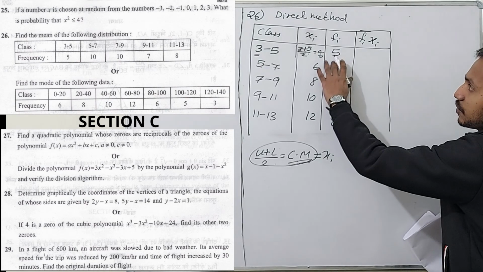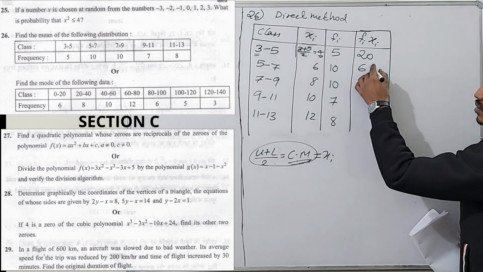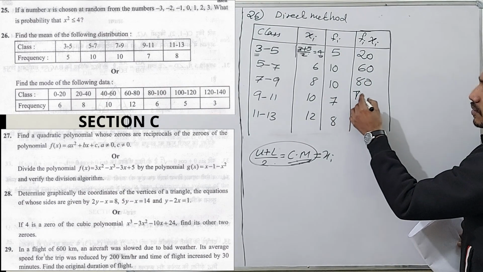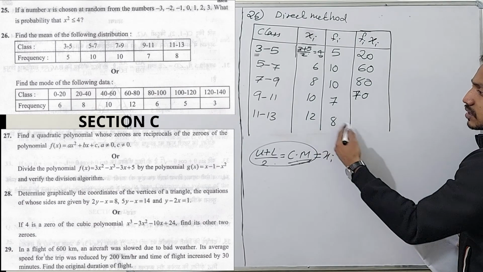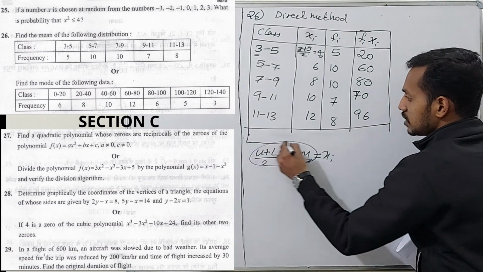So what is fi? Fi is 5. 5 into 4 is equal to 20. Here 10 into 6 is equal to 60. 8 into 10, 80. 10 into 7, 70. 12 into 8 is equal to 96. Clear? Then what is sigma fi?